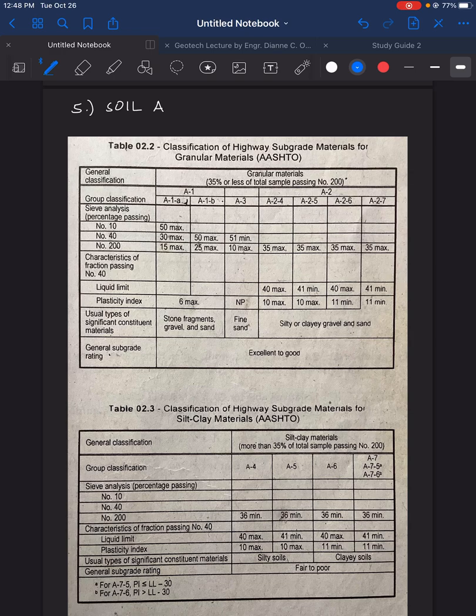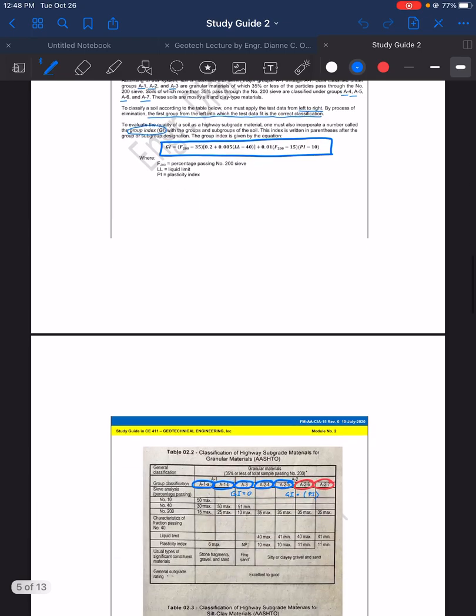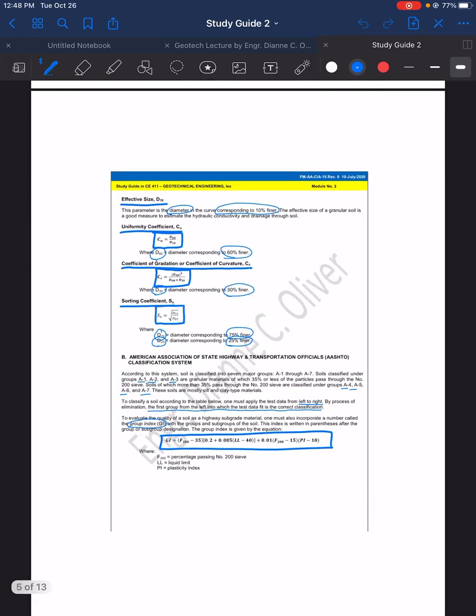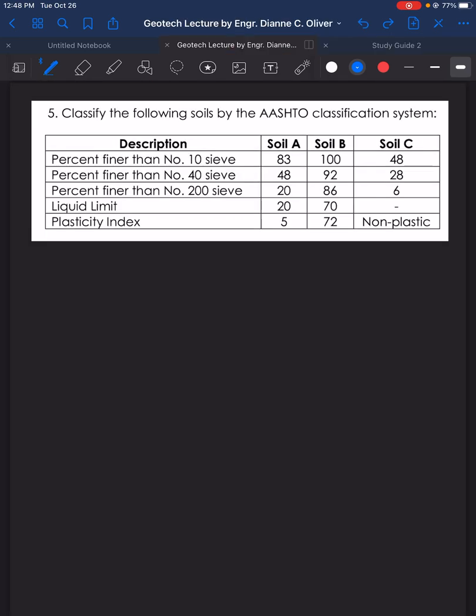To classify according to this table, we must apply the test data from left to right. So the rules are set here in our study guide. To classify a soil according to the table, one must apply the test data from left to right. By process of elimination, the first group from the left into which the test data fit is the correct classification. Okay, so let's apply that.